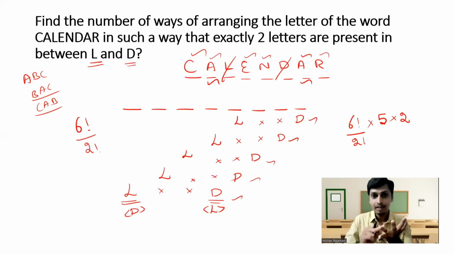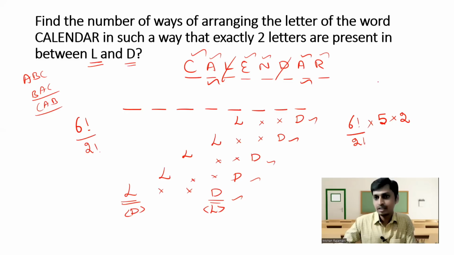So you can fix L and D in 5 ways, and this L and D can swap their positions in 2 ways. So it is 5 into 2. You can fix L and D in 10 ways, and you have the remaining 6 letters. That can be arranged in 6 factorial ways after placing these 2 letters first. Letter A is repeated 2 times, so you have to divide by 2 factorial. That means 6 factorial by 2 factorial. Now cancel this, you will get the answer.